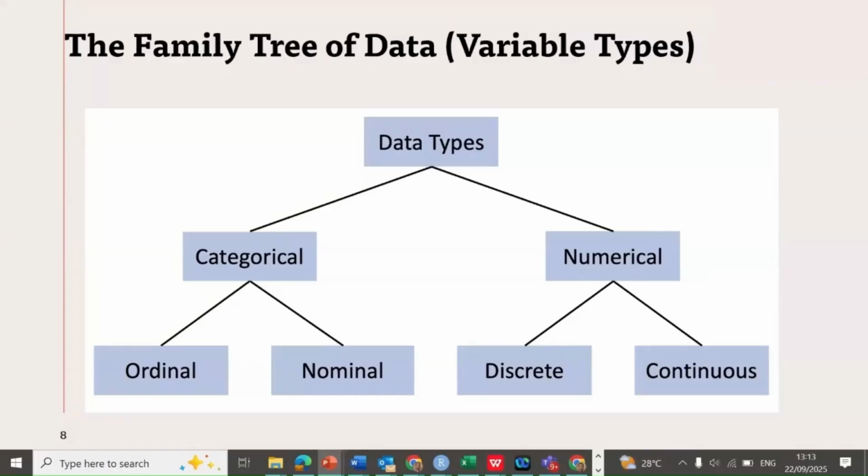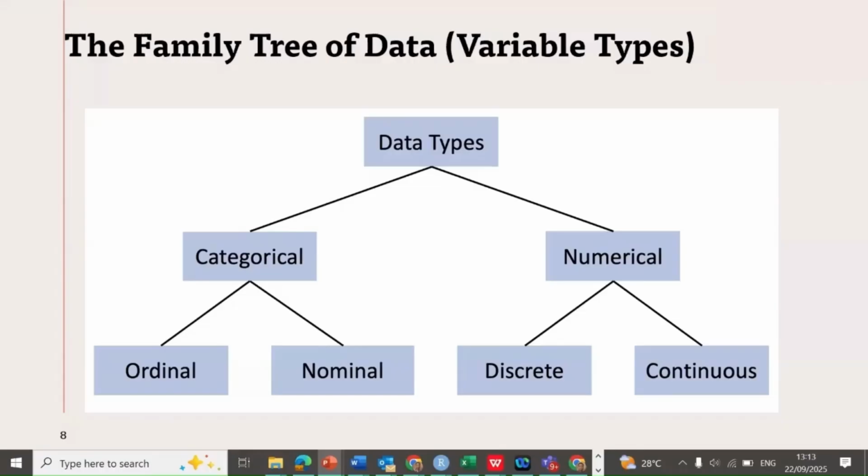Whereas a nominal categorical variable is an unordered categorical variable. So for example, the countries in Africa can be a nominal categorical variable because they do not follow any particular order.